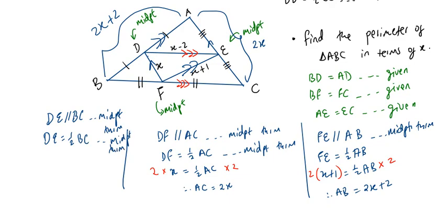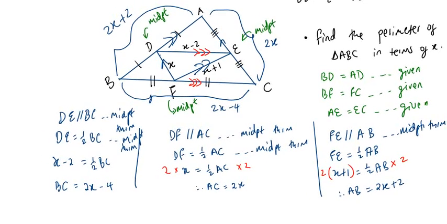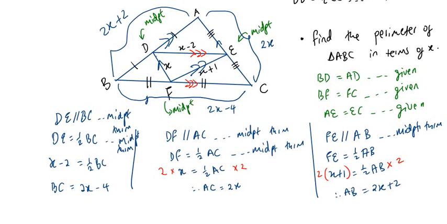And because of this now, DE, remember, it's x minus 2, and that is half of BC. If you multiply by 2 both sides, BC is going to be equal to 2x minus 4. So this is what we have. So this side here is going to be 2x minus 4. So now that we have that, guys, we can simply get the perimeter now. Okay, so how do we get the perimeter?